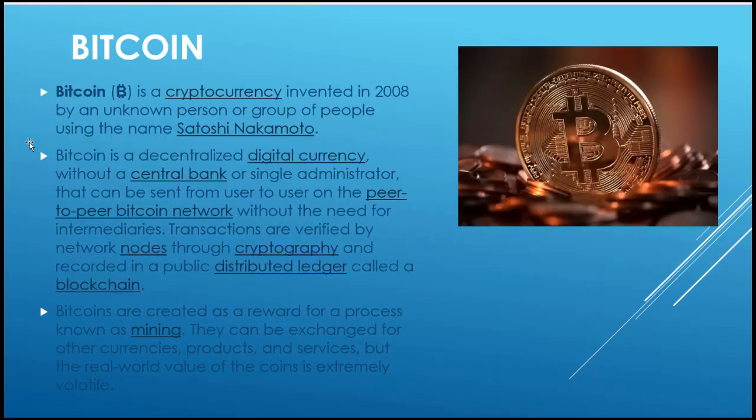Of course, the big cryptocurrency that you've heard of, that everyone's heard of because it was the first one, is Bitcoin. Bitcoin is a cryptocurrency invented in 2008 by an unknown person or group of people using the name Satoshi Nakamoto. Okay, so you may have heard that name before. There are actually a couple of guys who have claimed to be Satoshi. We don't really know who the real Satoshi is.